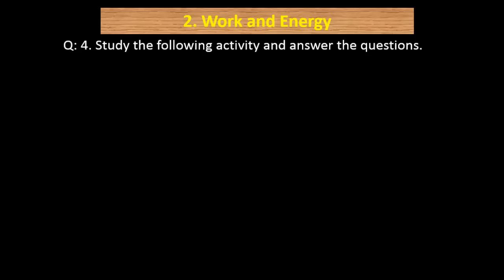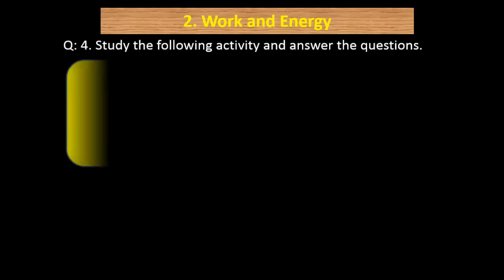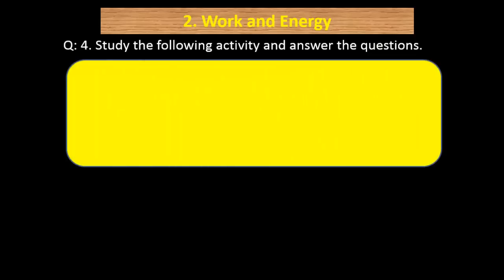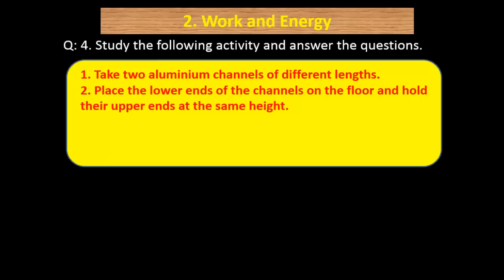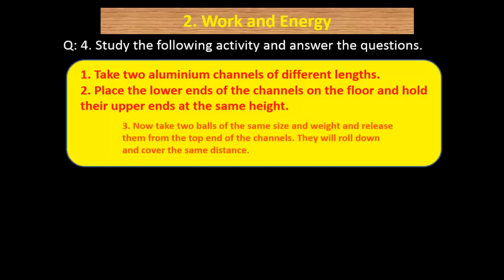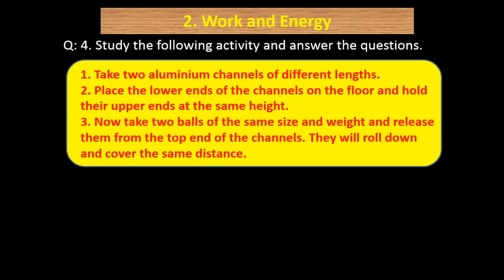Question number 4. Study the following activity and answer the questions. 1. Take 2 aluminum channels of different lengths. 2. Place the lower ends of the channels on the floor and hold their upper ends at the same height. 3. Now take 2 balls of the same size and weight and release them from the top of the channels. They will roll down and cover the same distance.